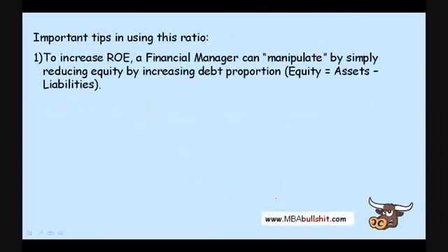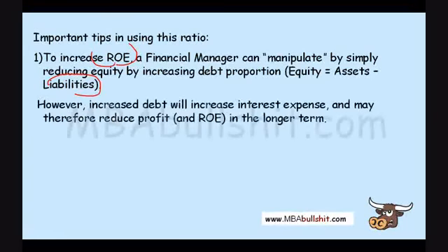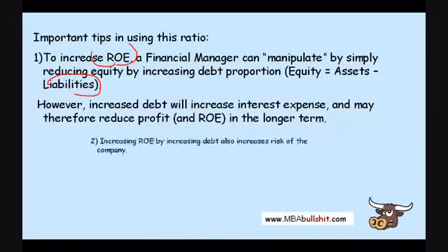Now, you might say, what's wrong with that? What's wrong with increasing the liabilities to get a bigger ROE? Well, nothing is wrong, but it's just something to think about. Because increased debt will increase interest expense and may therefore reduce profit. And when you reduce profit, you also reduce your ROE in the long run. You might end up with a lower ROE.